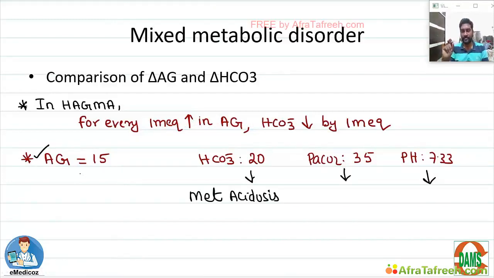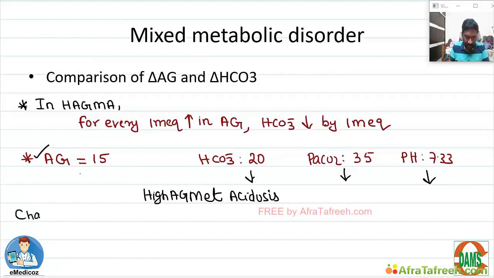Reference value is 10. So this is high, 15 is high. So it is a high anion gap metabolic acidosis. Whenever there is a high anion gap metabolic acidosis, as discussed previously in the ABG algorithm, you can see in your notes, you should compare change in anion gap and change in bicarbonate. So let us see change in anion gap first.